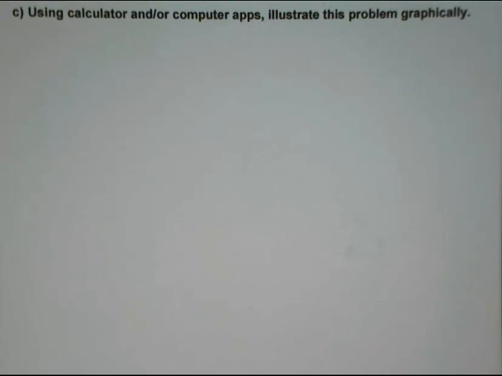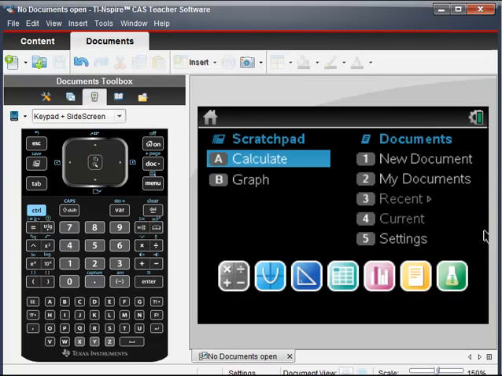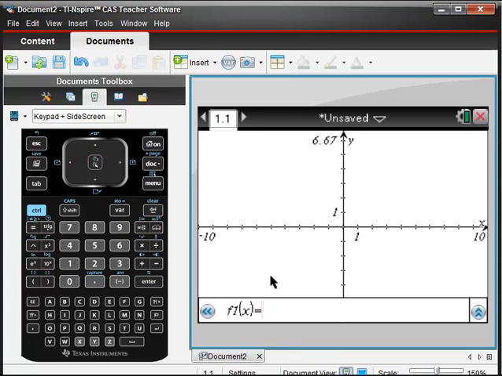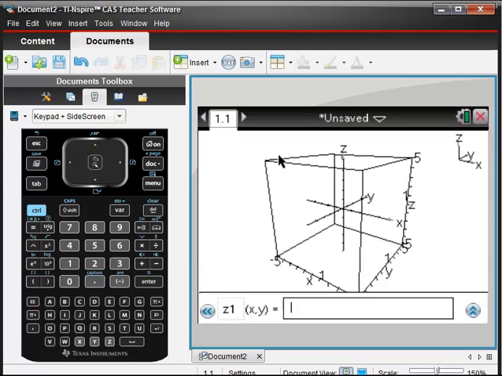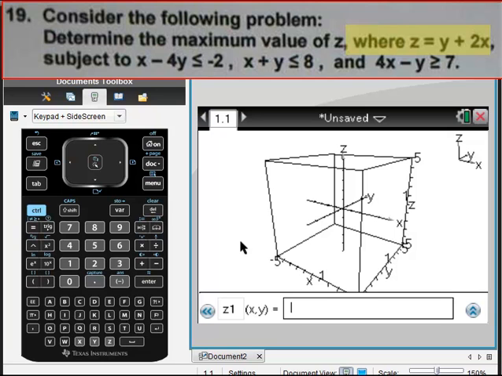Okay, part C is using calculator and or computer apps, illustrate this problem graphically. Okay, to get started, I will utilize the emulation software for a TI Nspire calculator. Let's attempt to pick up the graph of this objective function, and that means since it's a real valued function of 2 variables, we need a 3D graph. So we can choose a graph application here, and let's go to the menu. Under the viewing, we go to a 3D graph. Now, what about that formulation for z? Well, let's refer back to the original problem statement where it says that z is equal to y plus 2x.